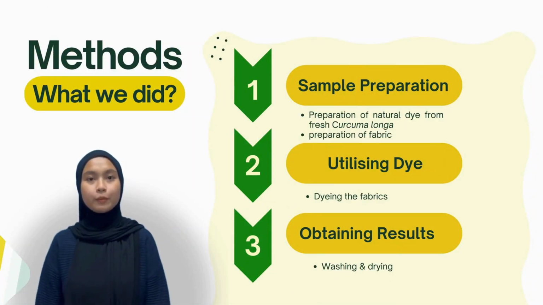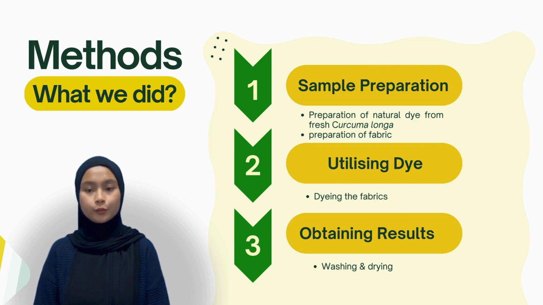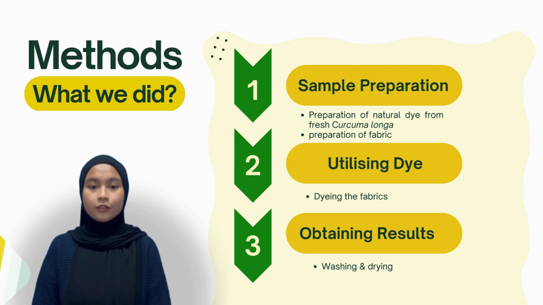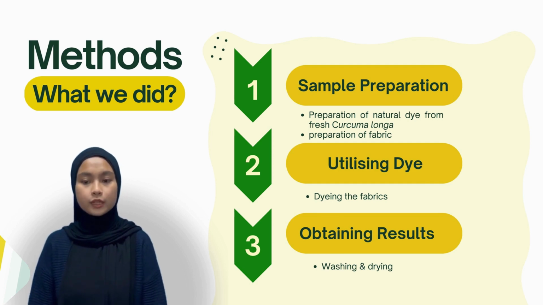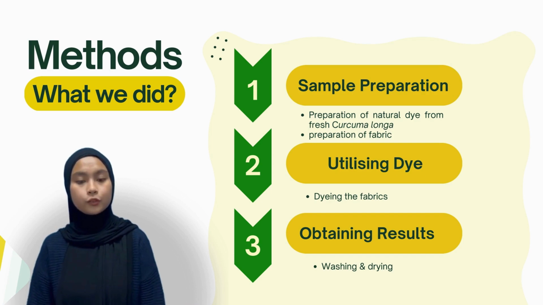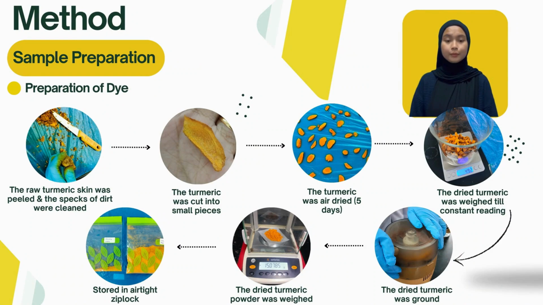Now, let's move through the materials and methodology that form the foundation of our project, which is utilizing Curcuma longa, commonly known as turmeric, as a sustainable natural dye for textiles. We had 3 stages of methodology: preparation of the sample, where we prepare the turmeric dye and the fabrics that will be used to test the dye; utilizing the dye, where we tested the dyes on fabric; and lastly, obtaining the results, where processes such as washing and drying are involved. Next, let me take you through the methodology step by step.